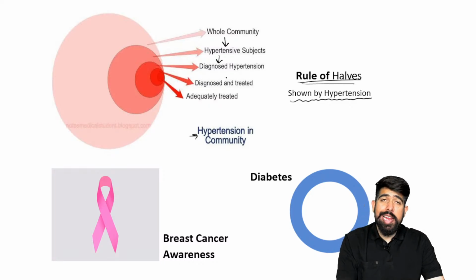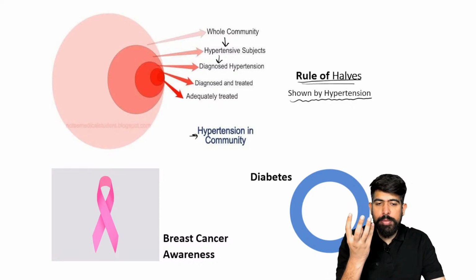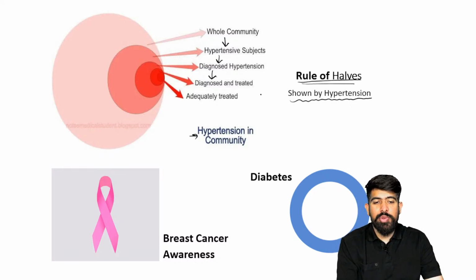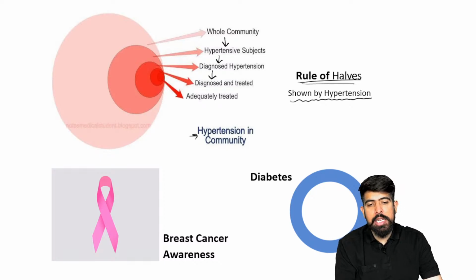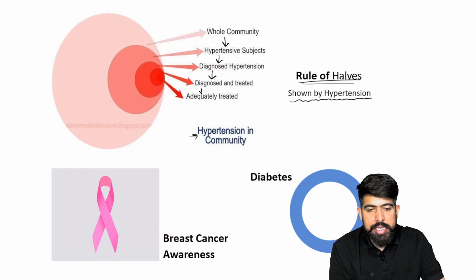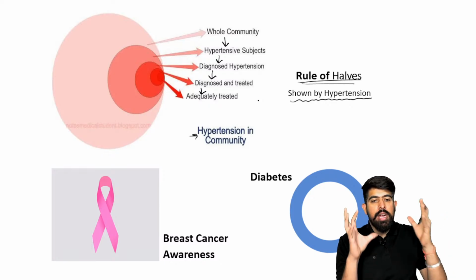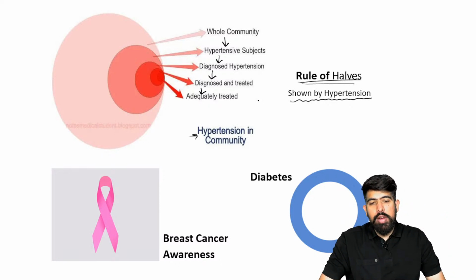As we are having the diagnosed hypertension community, only 50%, half of them, are getting the diagnosis and treatment, and out of those diagnosed and treated, only half of the community is getting adequately treated.